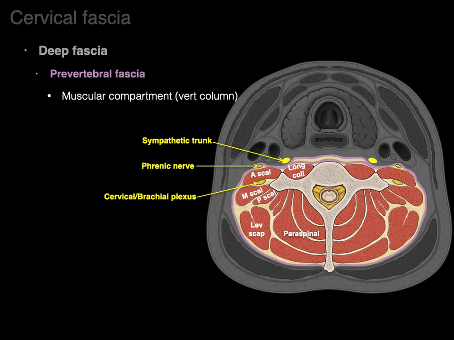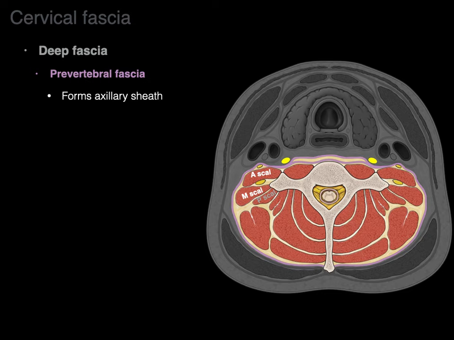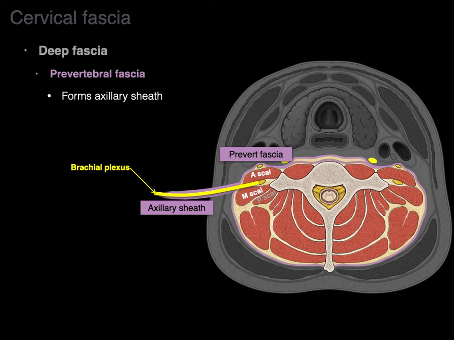The prevertebral fascia forms the axillary sheath. And so what happens when we take a look at that brachial plexus is that as it exits, it pulls that fascia from the prevertebral fascia with it, and it makes a sleeve along with it that we call the axillary sheath, which is enveloping the brachial plexus as well as the subclavian and axillary artery.